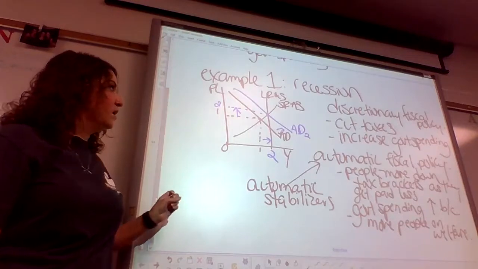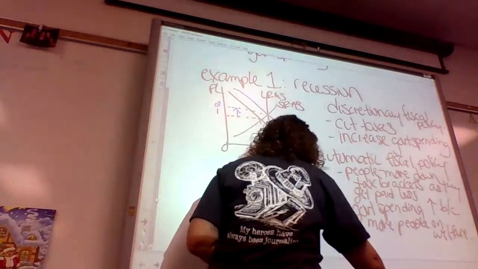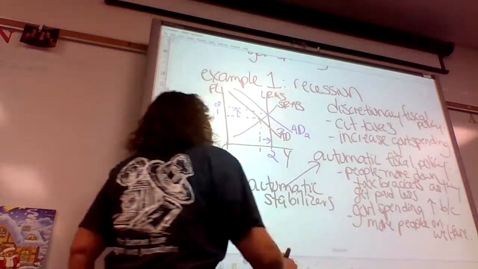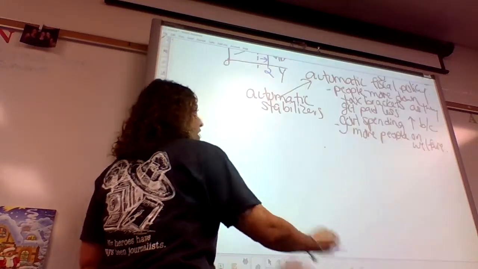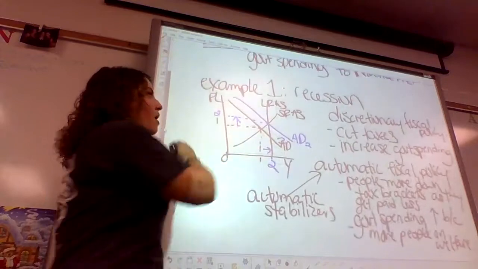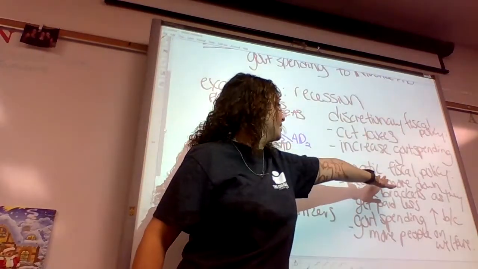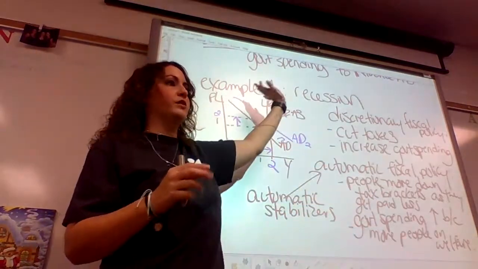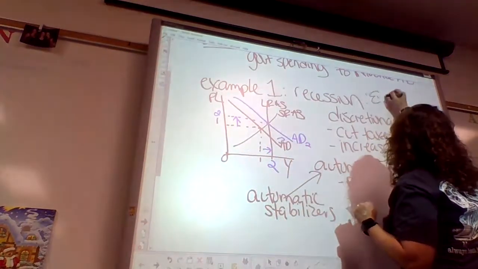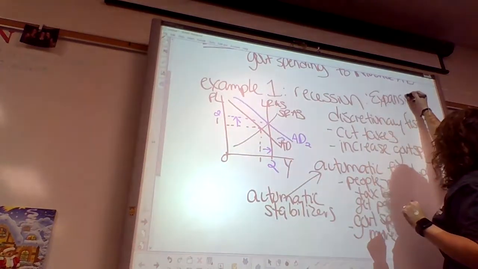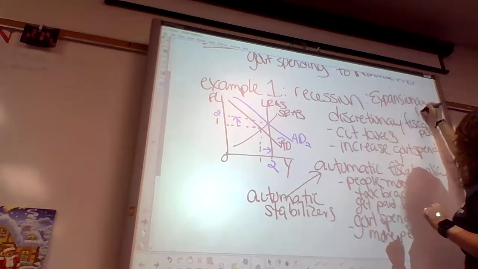Fantastic. But what about in the long run? So this is still example one, that there's a recession. What type of policy? It's discretionary and it's automatic, but we're trying to increase, so it's expansionary. So in a recession, we'll do expansionary policy.